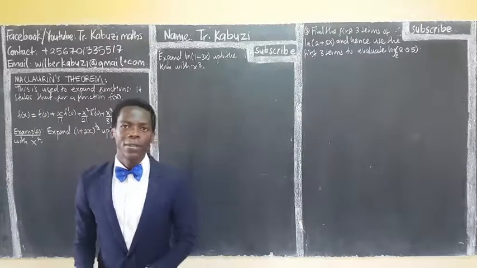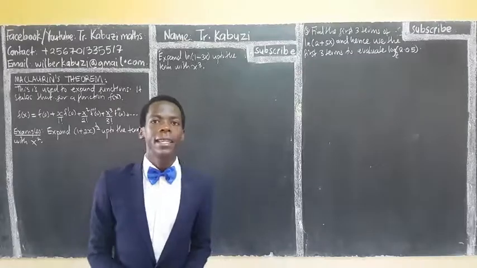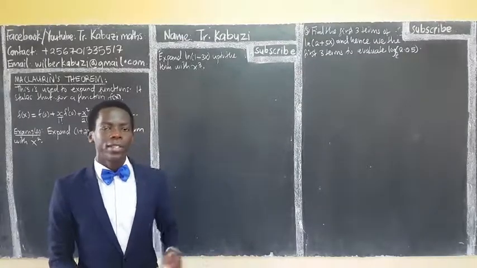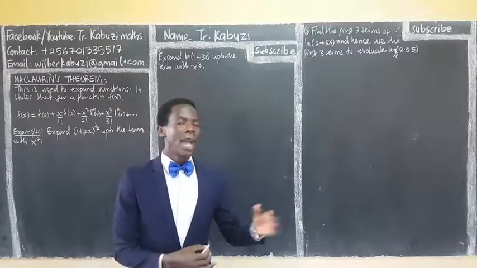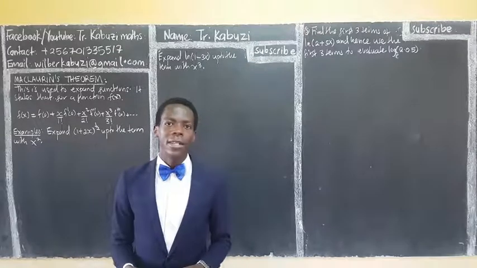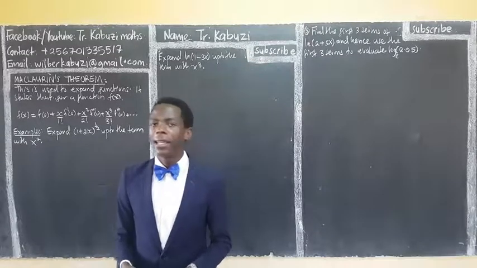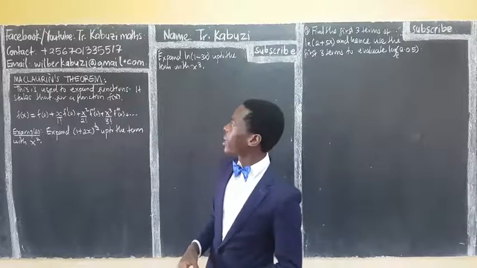Maclaurin's theorem is what we are going to cover today. Now, we have seen that you can expand a function using the binomial theorem. If you can't use binomial, then you can use Maclaurin's theorem, as we are going to see. This is used to expand functions.